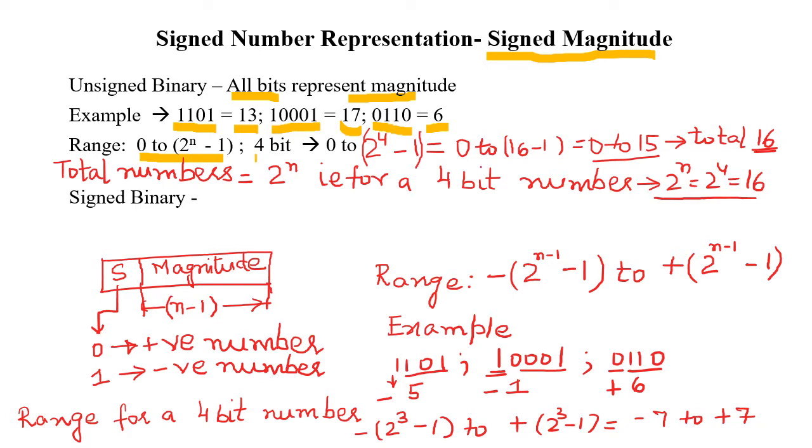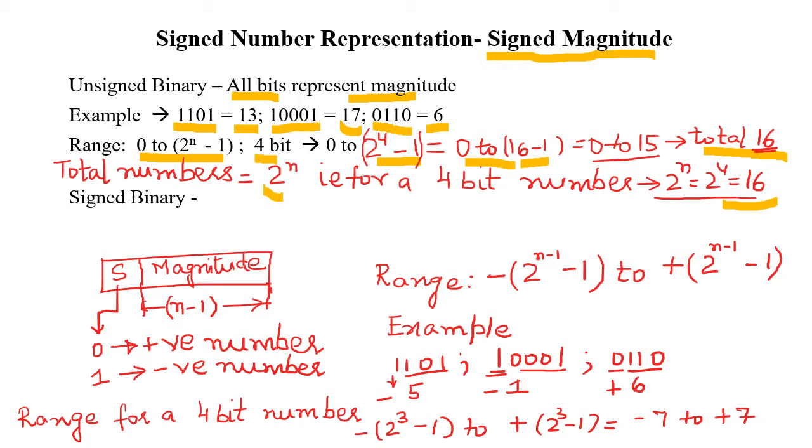That is, for a 4-bit number, you can represent 0 to 2 to the power 4 minus 1. That is, 2 to the power 4 is 16, minus 1, that makes it 15. Including 0, it makes a total of 16 different values. Total count for a 4-bit number is 2 to the power 4, that is 16.